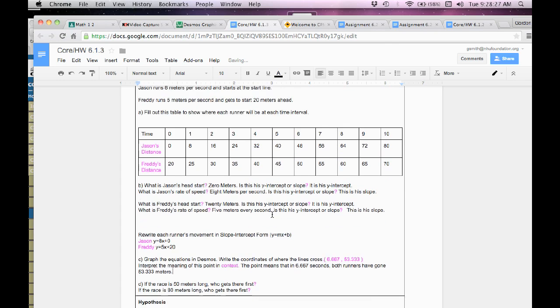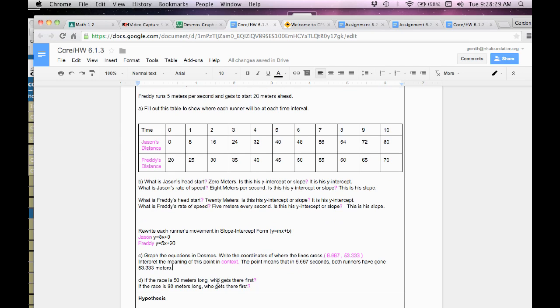There you go. Okay, if the race is 50 meters long, who gets there first? Let's take a look. 50. Who gets to 50 first? I think Freddie gets to 50 first. He gets to 50 in 6 seconds, and Jason gets there a little bit later. So Freddie will get there first.